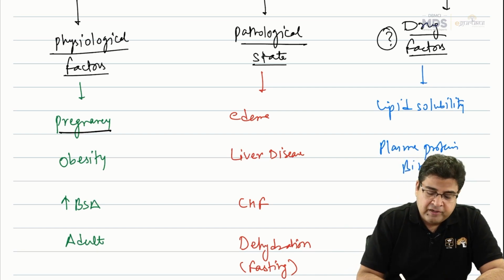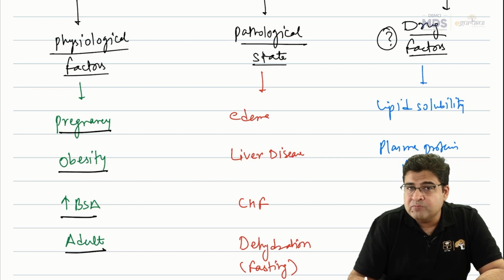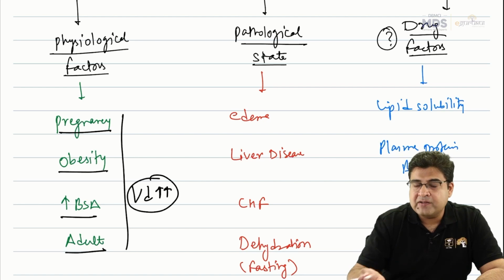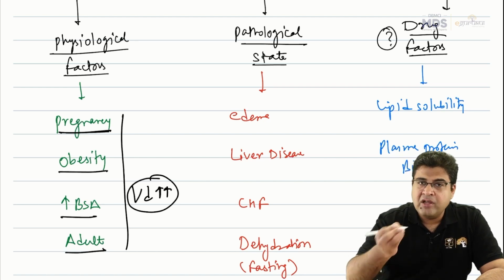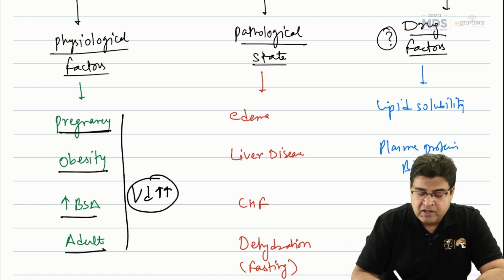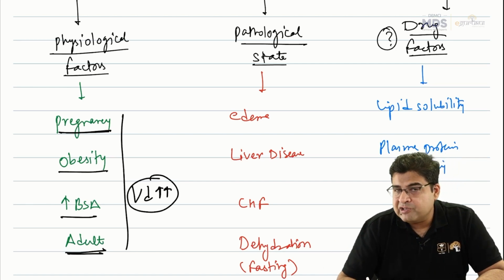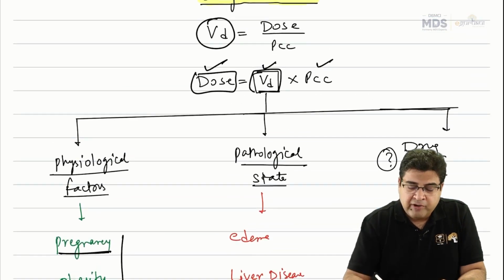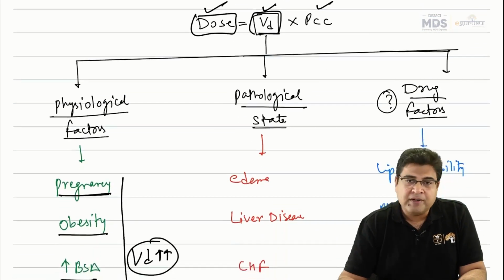If you talk about a pregnant female, obese patient, adult patient, or a patient who has more body surface area, these patients have more volume of distribution in comparison to their counterparts. Like if I compare pregnant with non-pregnant, obese patient with lean patient, more body surface area with less body surface area, or adult patient with child patient, these are the human beings who have more volume of distribution, so they require more dose in comparison to their counterparts.